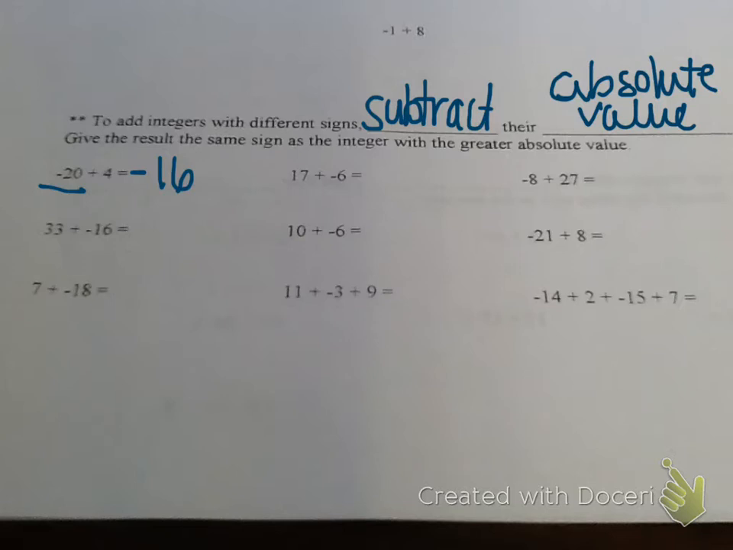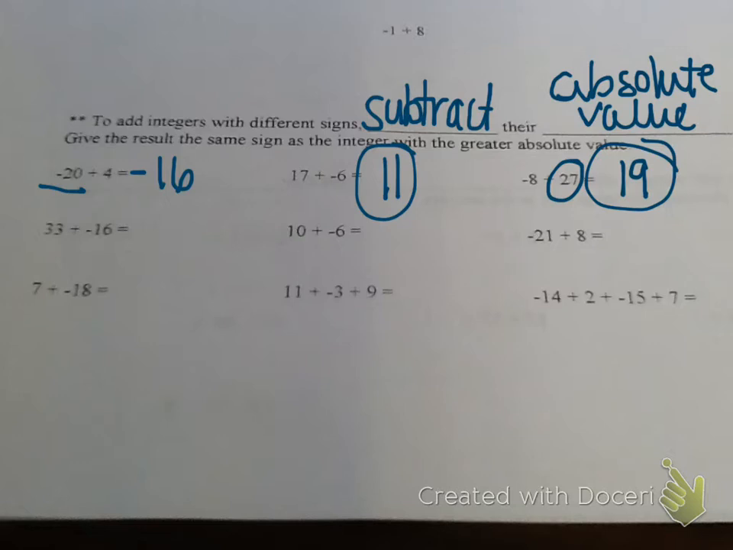17 plus negative 6. I subtract, I get 11. 17 minus 6 is 11. The positive is bigger, so my answer is positive. Negative 8 plus 27. If I subtract 27 minus 8, I get 19. The positive is bigger, so my answer is positive.